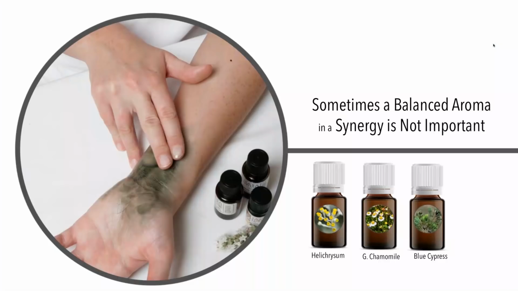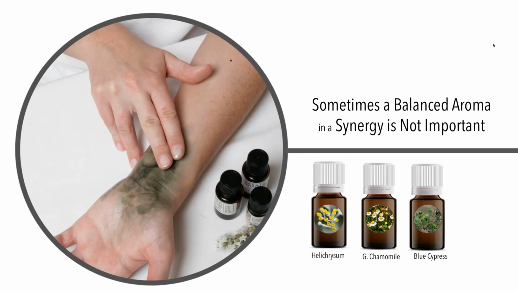As we talked about at the beginning of this section, we know that sometimes a balanced aroma in a synergy is not really all that important. This synergy is for carpal tunnel. The blue color of the formulation comes from German chamomile. German chamomile turns an inky blue color during the distillation process. Now this one's turning just a little bit green, and when German chamomile starts to turn a little green, you know that it's starting to oxidize and get a little bit old, which is unfortunate because it's expensive.